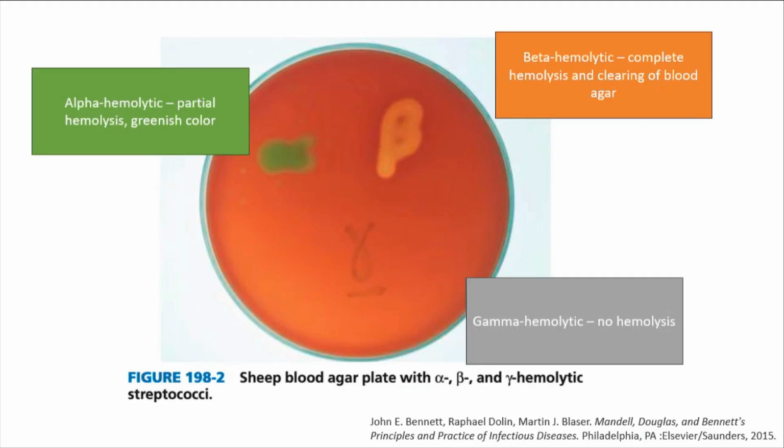As you guys said, the alpha hemolytic is a partial hemolysis. It can be a greenish color. Beta hemolytic is complete hemolysis, so it's clearing that blood agar. And then gamma hemolytic doesn't have any effect, as you guys said. Good job, guys.